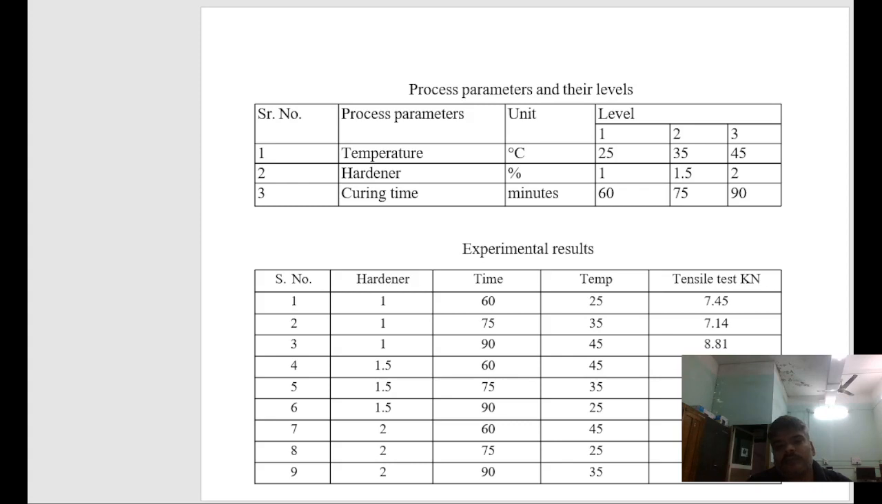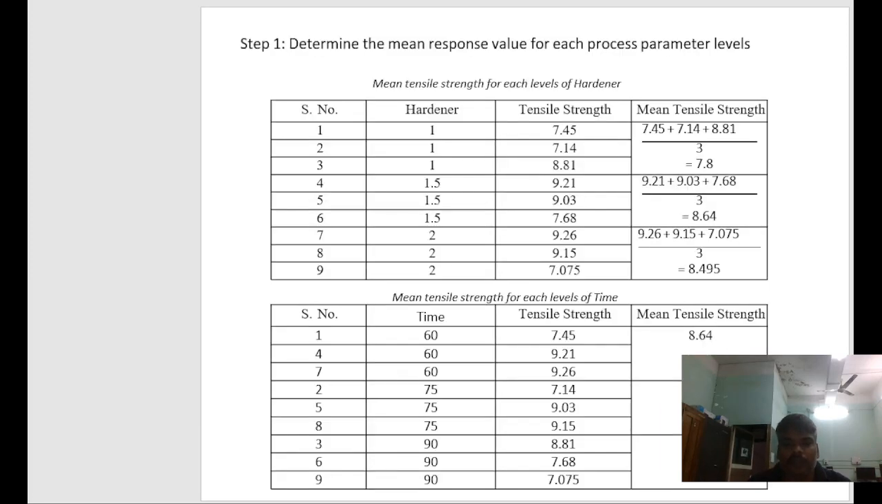Experimental result: there are 9 different serial numbers. If hardener value is 1, time is 60, temperature is 25, then tensile strength is 7.45 kilonewton. So these are the things. Then you have to optimize which one is the best.